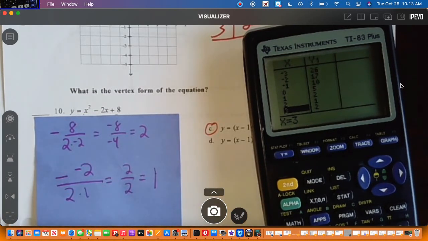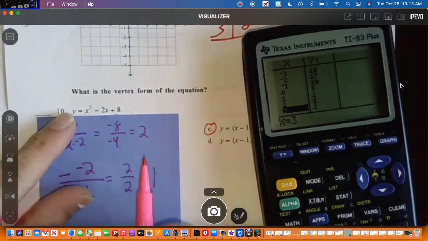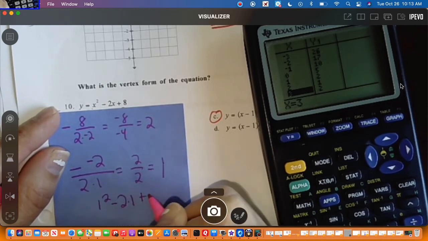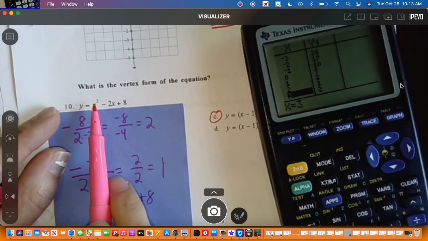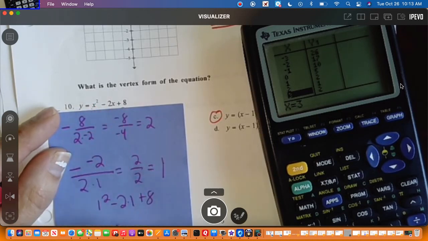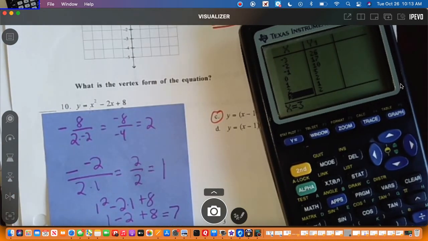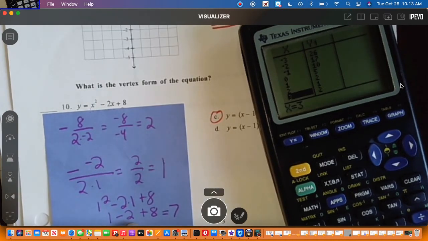How do you find the y value or the k? Plug it in. So we would have 1 squared minus 2 times 1 plus 8. Remember, I just put them right here. So that's 1 minus 2 plus 8. What is that? 9 minus 2, which is what? 7. So 1 minus 2 is negative 1, plus 8 is 7. Sorry, I did 1 plus 8 because that's so much easier. 9 minus 2 is 7. Sorry, it's just the way my brain works.